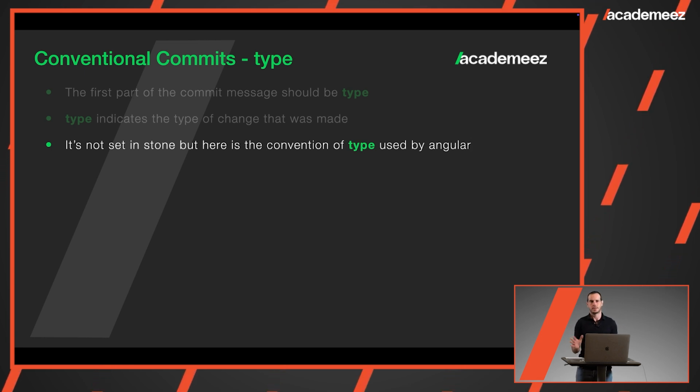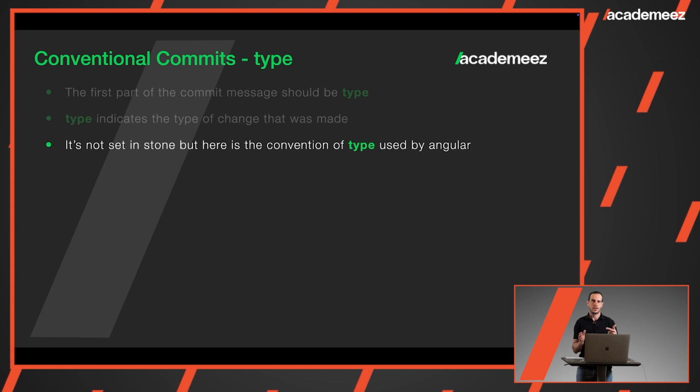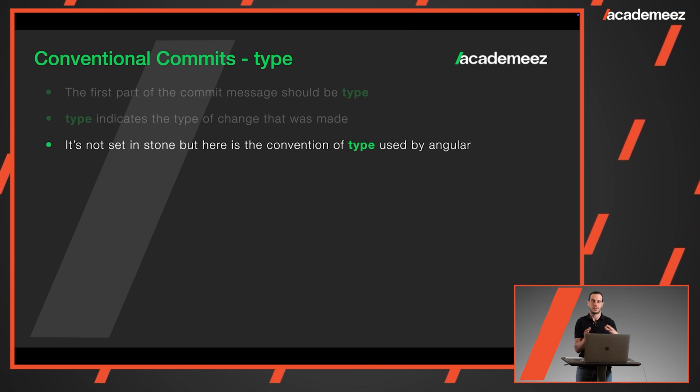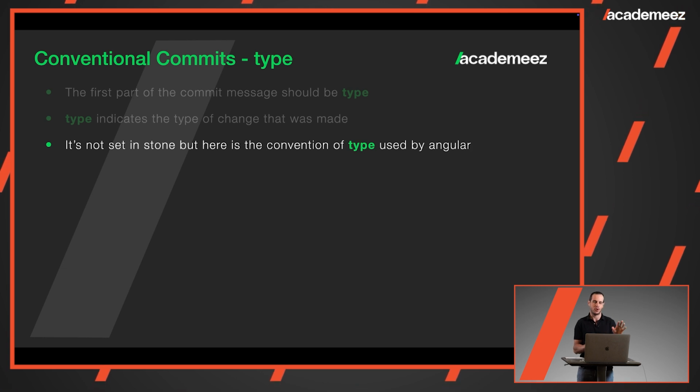But note that it's not set in stone, but in a way it is set in stone because you're going to enforce it with commitlint. What I mean is that you can set the types to whatever you want, if it makes sense. But after you set the types that you want in the commitlint configuration, it's set in stone. Every developer has to use those types.